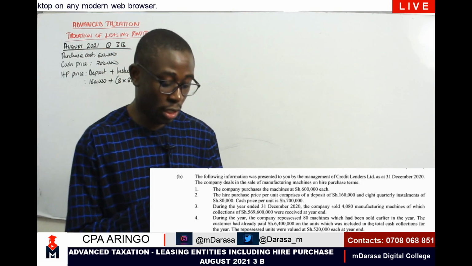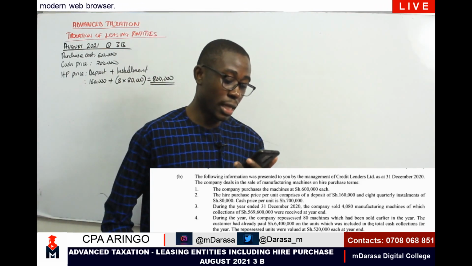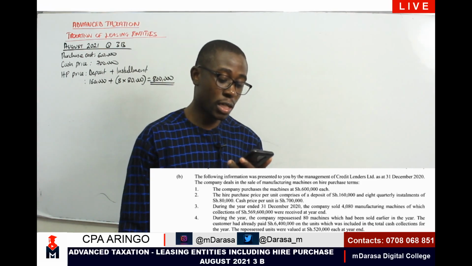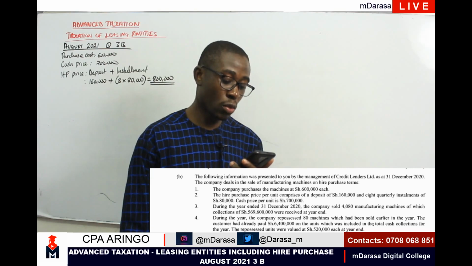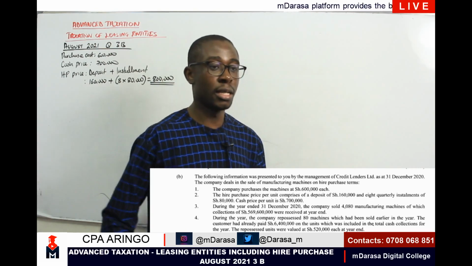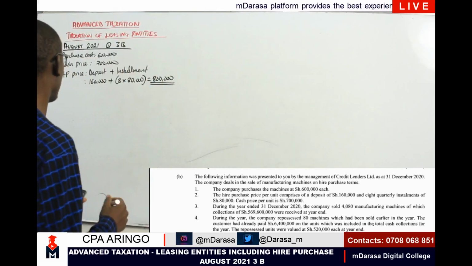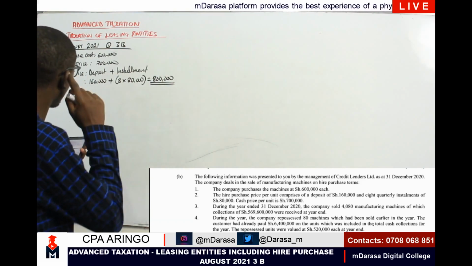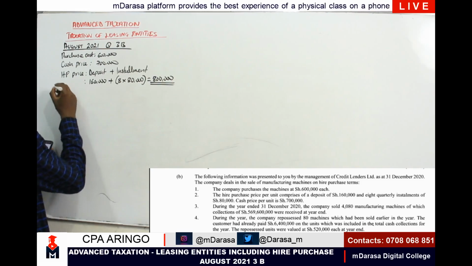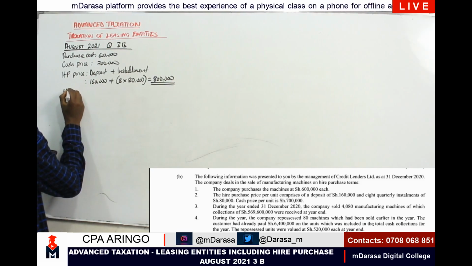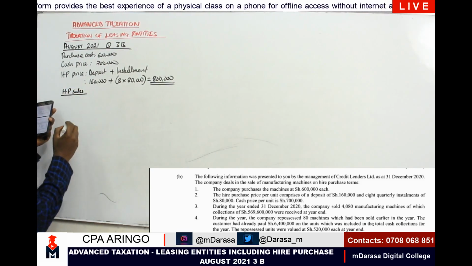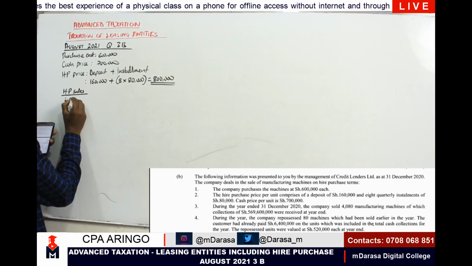Let us continue to note 3. What were we told in note 3? During the year ended 1st December 2020, the company sold 4,080 manufacturing machines, of which collections of 569,600,000 were received at year end. So what does that mean? We need to determine the hire purchase sales for the period. We are told that we sold 4,080 units.